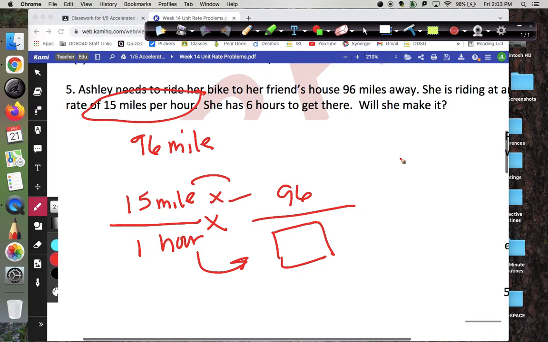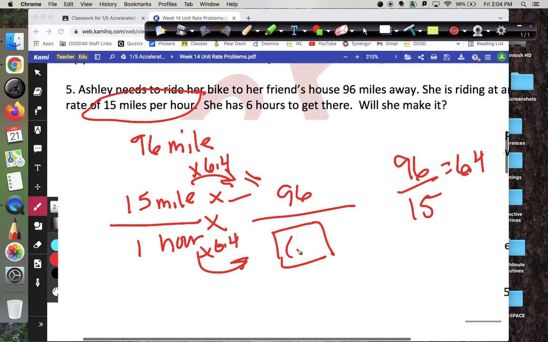So on your calculator, do 96 divided by 15, and you're going to get 6.4. So my multiplier is 6.4. That means I'm going to multiply 15 times 6.4, and that equals 96. That means I'm going to multiply 1 hour times 6.4. So this is 6.4 hours to go 96 miles. She doesn't have enough time. The answer is no. She's going to take a little bit more than 6 hours.